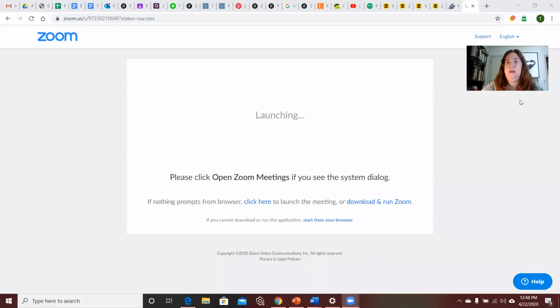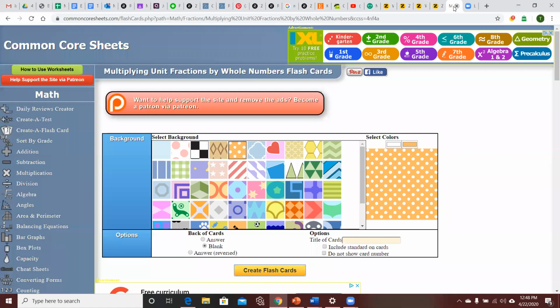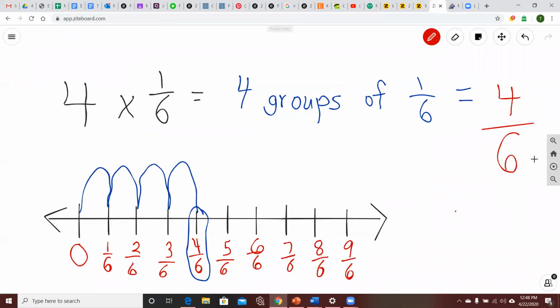So let me get my screen ready to go. All right. So we are going to start right here. If you look closely, I've already drawn our first problem out for us. We've worked on multiplication with whole numbers, and now we're going to add multiplication with fractions to this.